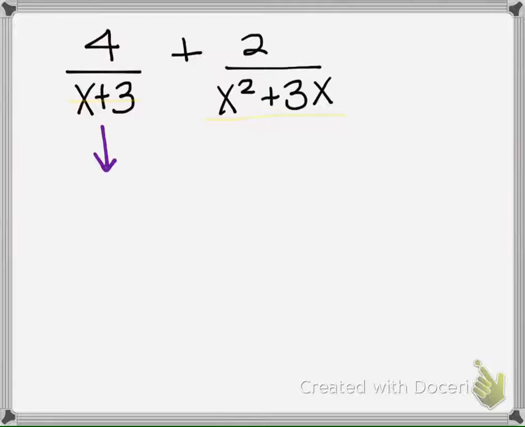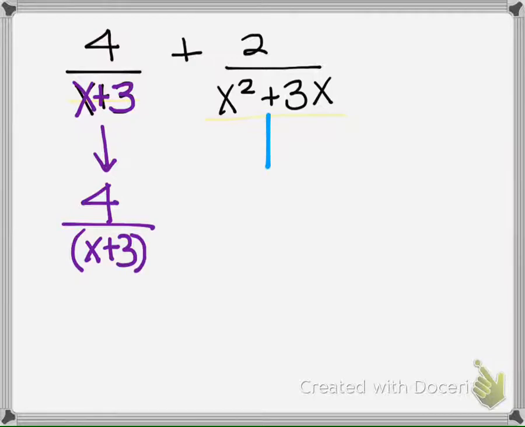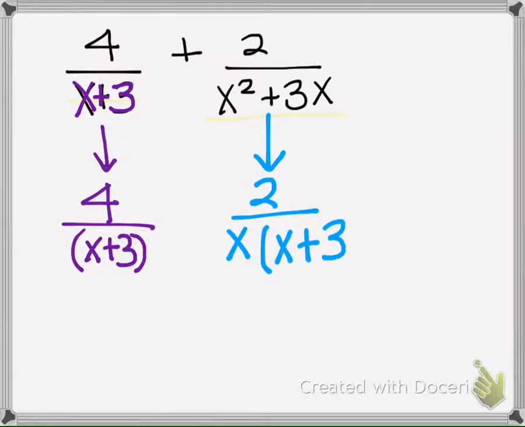The first fraction, we have x plus 3. There's nothing that we can factor further there, so we just have the x plus 3. I'm going to put parentheses because it's together. It can't be broken apart. And then here we can factor out a GCF of x. And now we have our problem with our denominators factored.